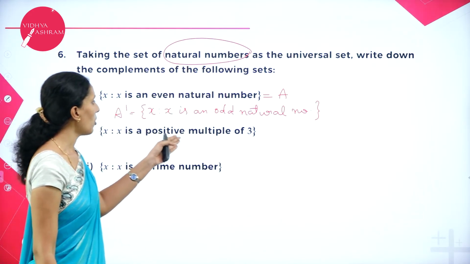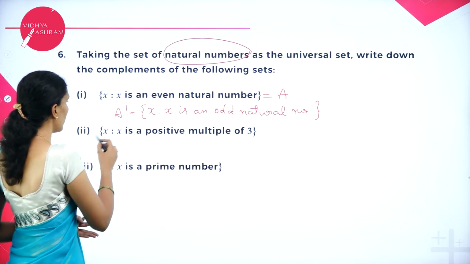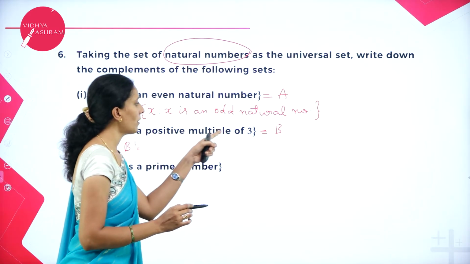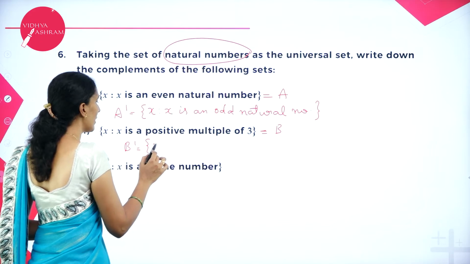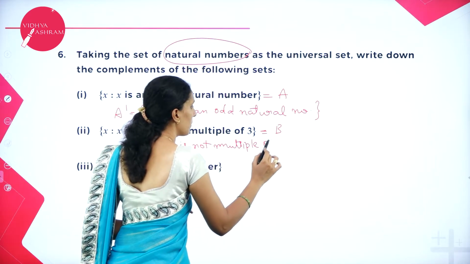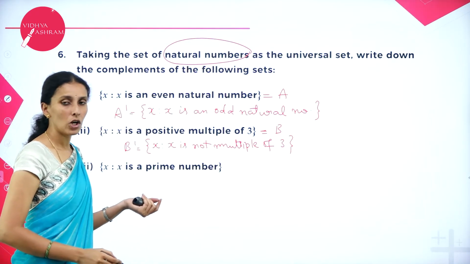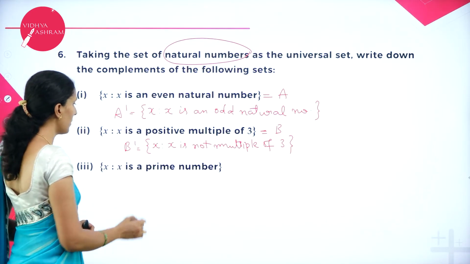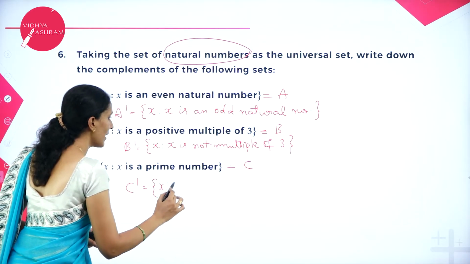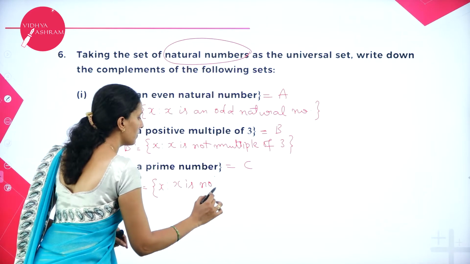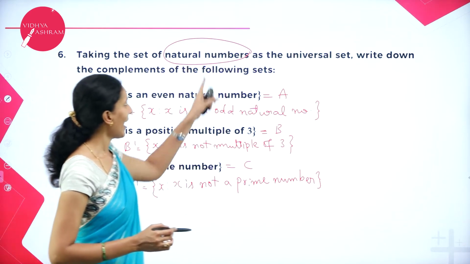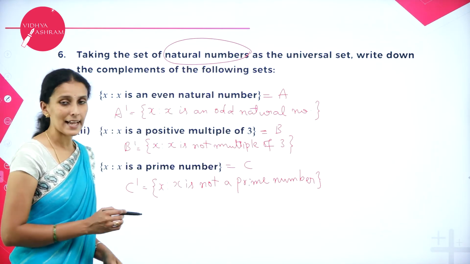Next, X is a positive multiple of 3. If this is your set B, then what is your B dash? Here they are saying it is a positive multiple of 3. So what can I write? X is not a multiple of 3. That will become your complement of set B. Next, X is a prime number. If this is your set C, then what does C dash represent? The collection of all those X where X is not a prime number. By taking natural numbers as a universal set, you will get these as a complement.